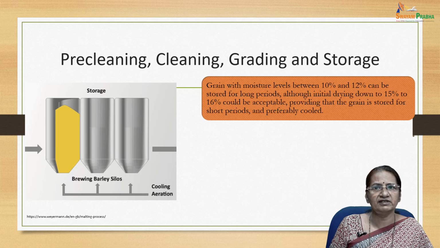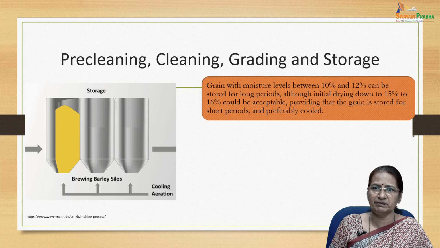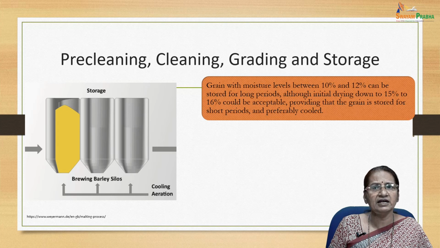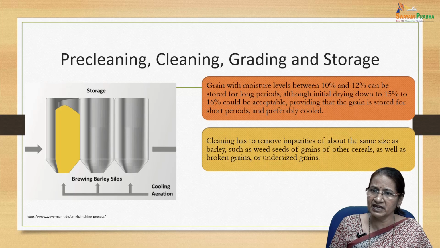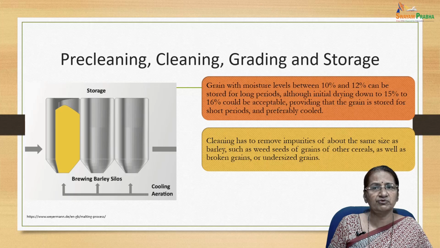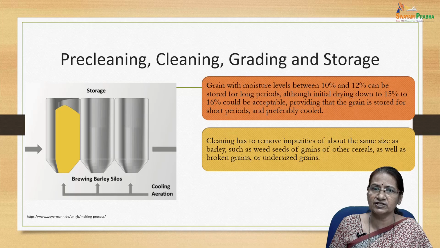Grain with moisture levels between 10% and 12% can be stored for long periods, although initial drying down to 15% to 16% could be acceptable, providing that the grain is stored for short periods and preferably cooled. Cleaning has to remove impurities of about the same size as barley, such as wheat seeds or grains of other cereals, as well as broken grains or undersized grains.